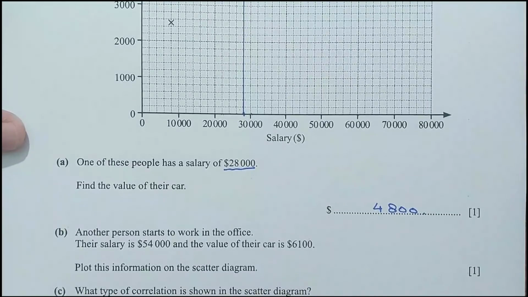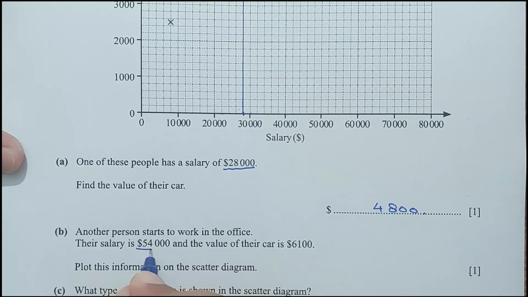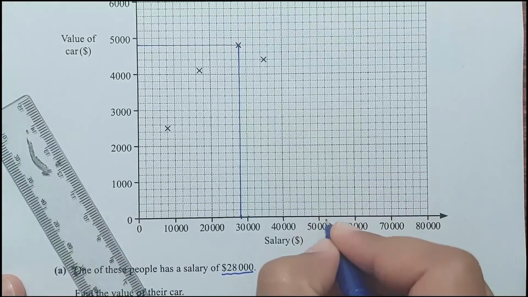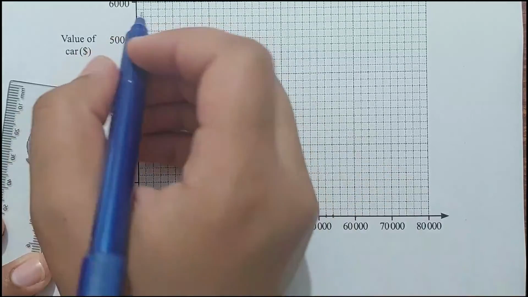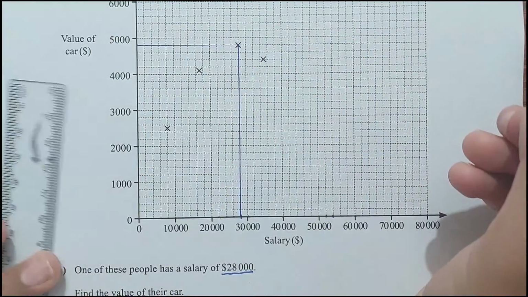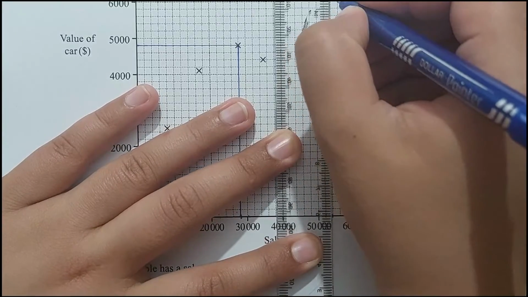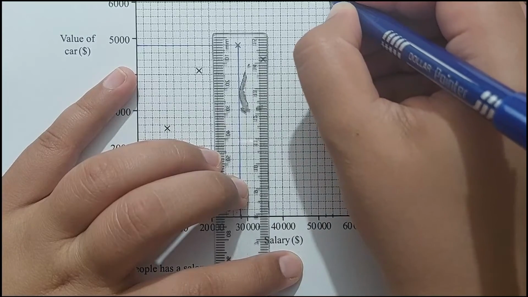Now for part B, another person starts to work in an office. Their salary is $54,000 and the value of their car is 6,100. Plot this information on the scatter diagram. So 54,000, we have 52 and there is 54, and we have 6,100. 6,200 is over here, so 6,100. All right, this is 6,000, right? This point is 6,000 and 6,100 is in the middle.